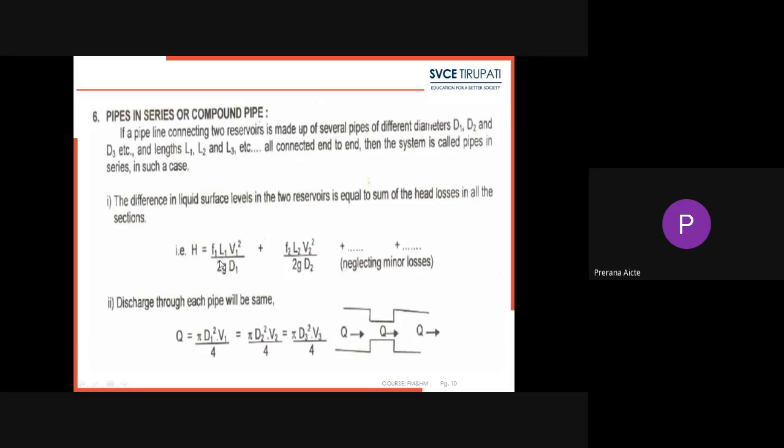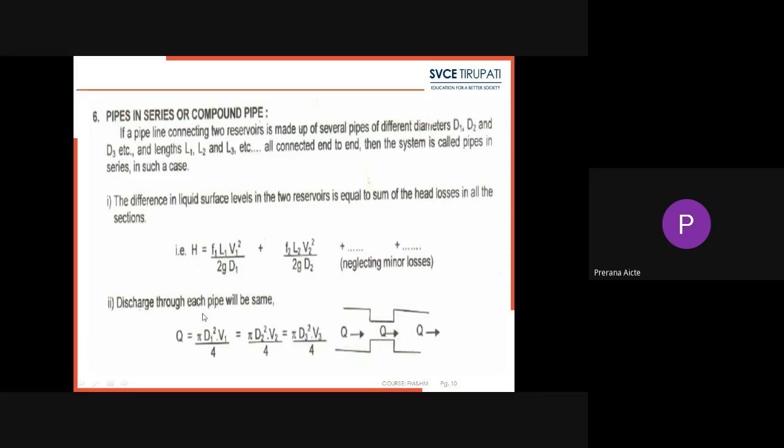So HF1 is the head loss due to friction in the first pipe, that is F1 L1 V1 square by 2g D1, plus HF2 is the head loss due to friction in the second pipe, that is F2 L2 V2 square by 2g D2. Here F1 is the friction factor in the first pipe, L1 is the length of the first pipe, V1 is the velocity in the first pipe and D1 is the diameter of the first pipe. Similarly F2, L2, V2, D2 and so on. And so this is the head loss in between the two reservoirs.